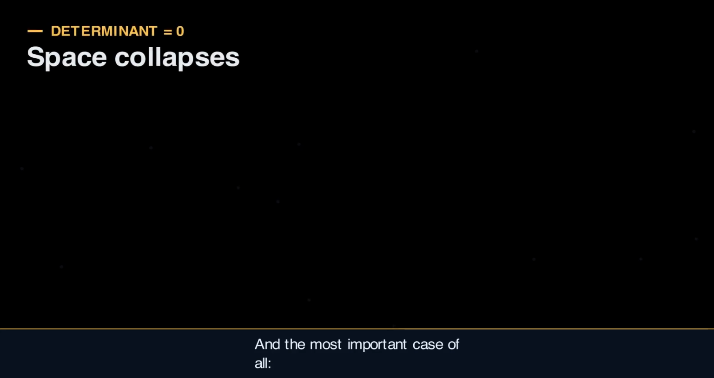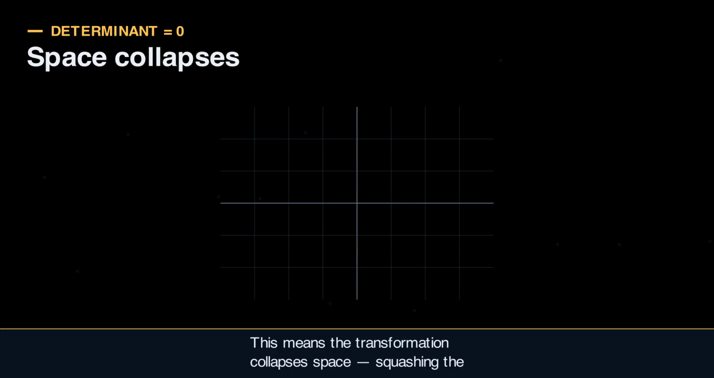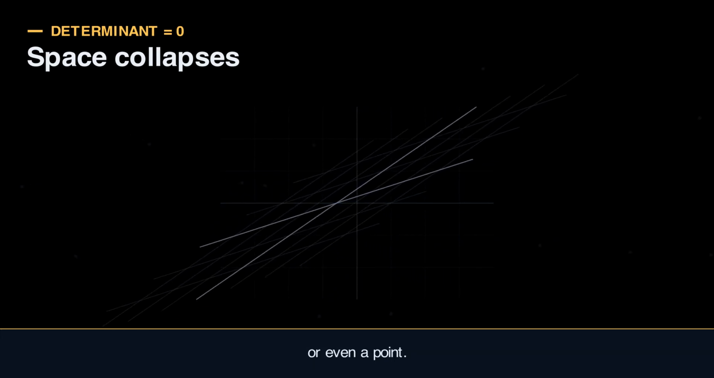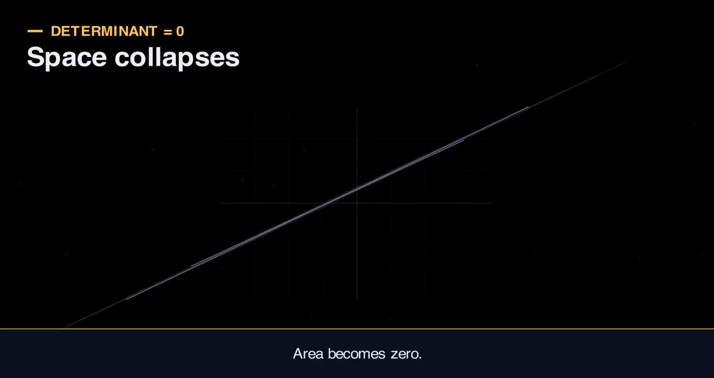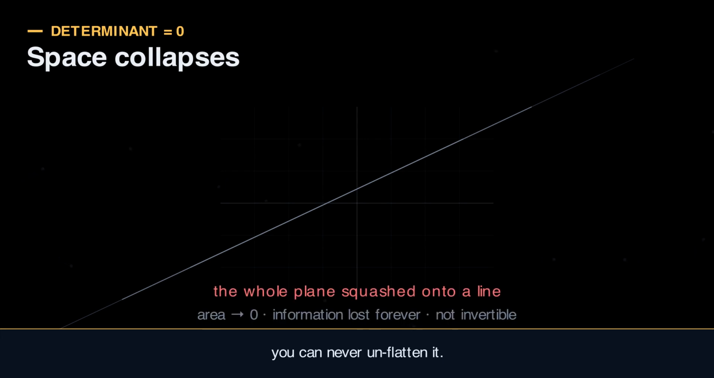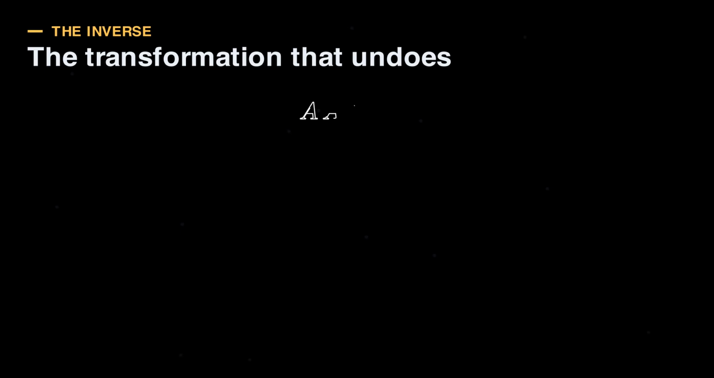And the most important case of all, a determinant of 0. This means the transformation collapses space, squashing the whole plane down onto a single line or even a point. Area becomes 0. And here is the crucial part: once space is flattened, you can never unflatten it. Information is lost forever. That connects directly to the inverse.